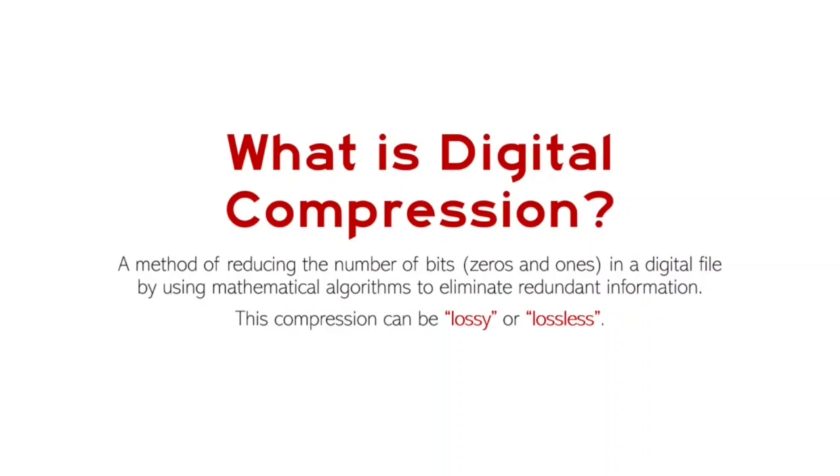Digital compression is, simply put, a method of reducing the number of bits, those ones and zeros that go into the code of a digital file, by using mathematical algorithms to eliminate redundant information. And that compression can be either lossy or lossless. We'll talk about what those terms mean in a moment.